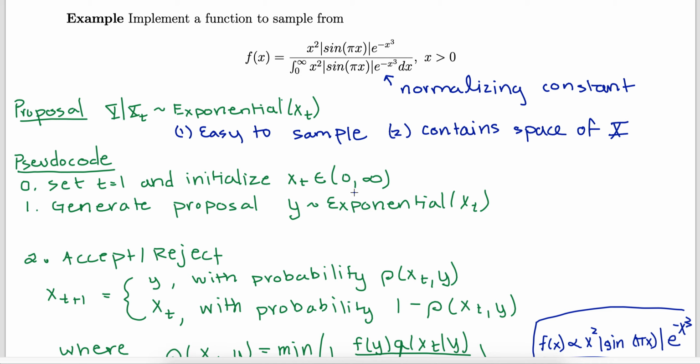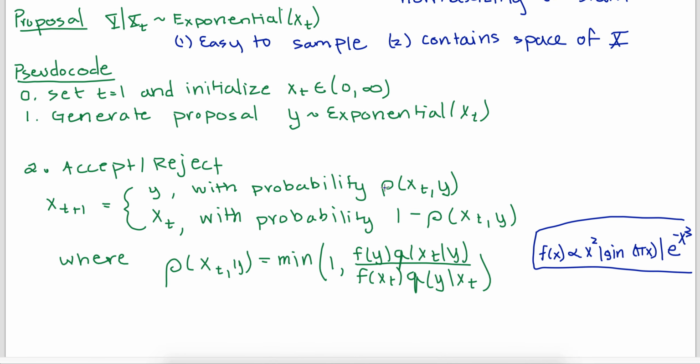All right, so now down to our pseudocode. First step, we need to initialize, set our first time step to 1, and then initialize our first position or state anywhere from 0 to infinity. Doesn't matter. As we've said, the stationary distribution does not depend on initial position. Once we've initialized this, now it's time to generate our proposal. This proposal is coming from the distribution we chose. Again, this could have been lots of things, but let's roll with this.